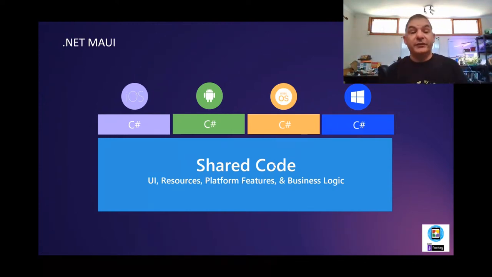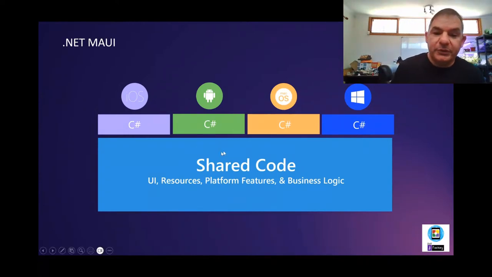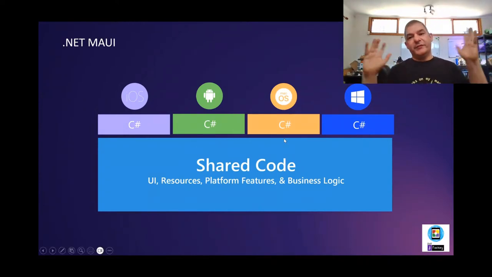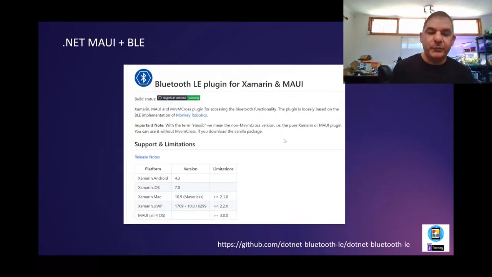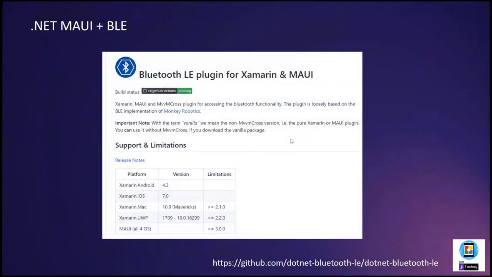But if you do want to go write code that uses Android-specific things, you can. If you want to write things that are iOS-specific, you can as well. It gives you that flexibility as well. But the important thing is you can focus on your C# and your .NET, and you can work on all platforms. So part of this talk is Bluetooth Low Energy. So it also has facilities for you to run shared code on all platforms.